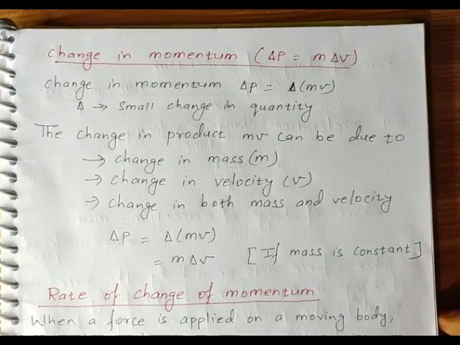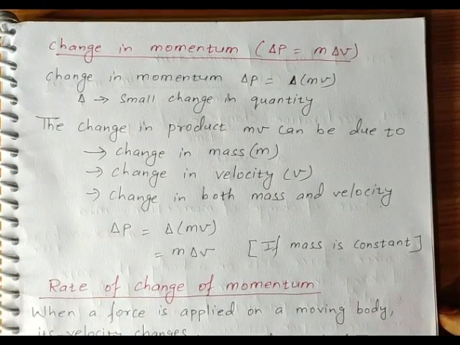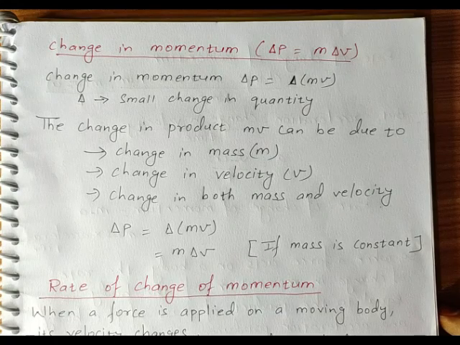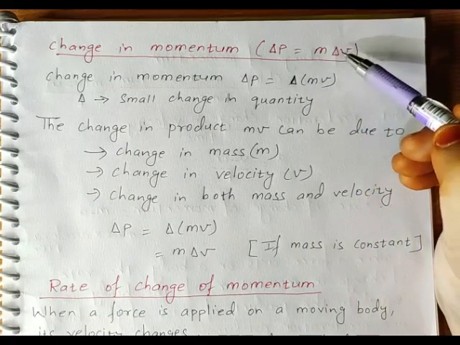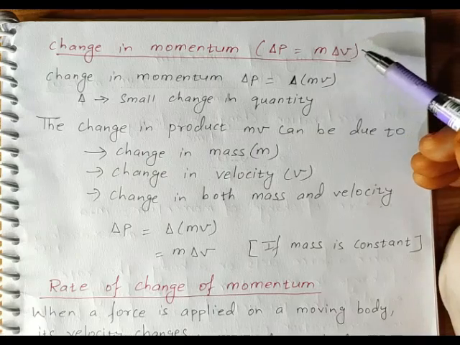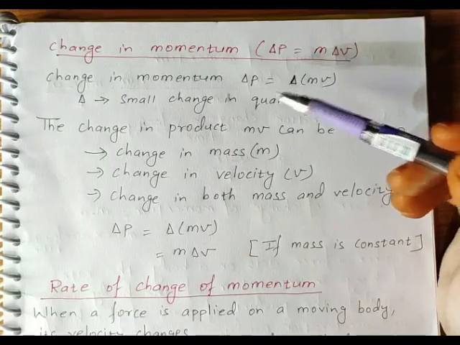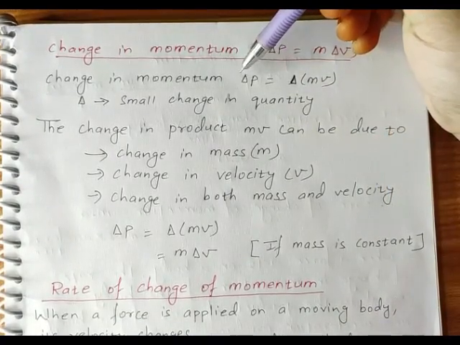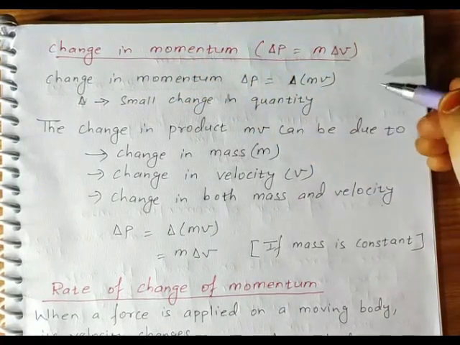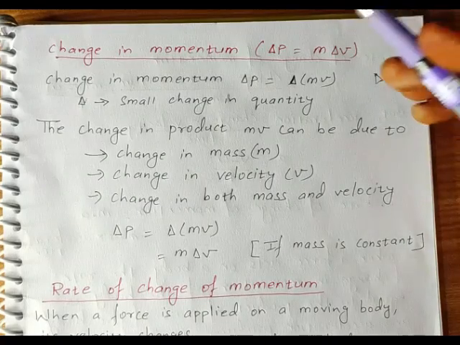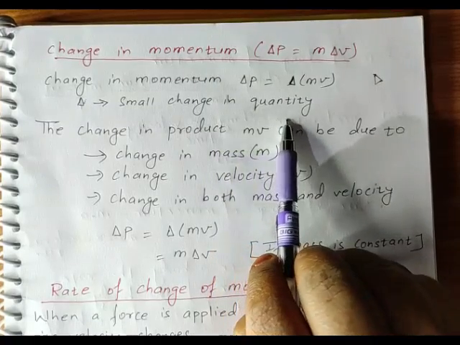Now next topic is change in momentum. So delta p is equal to m into delta v. Change in momentum. Delta is a symbol, a triangular sign, delta. Delta stands for change, a small change in quantity.